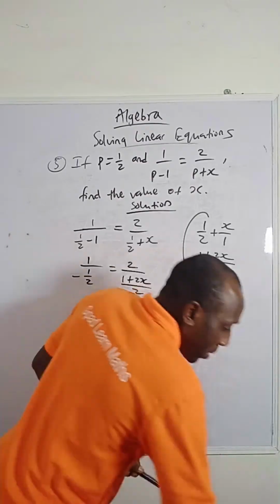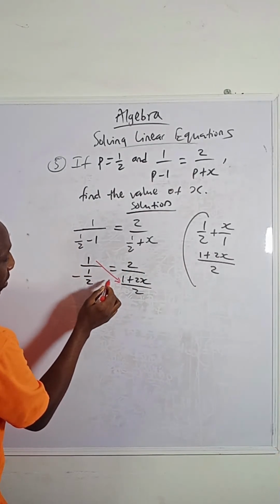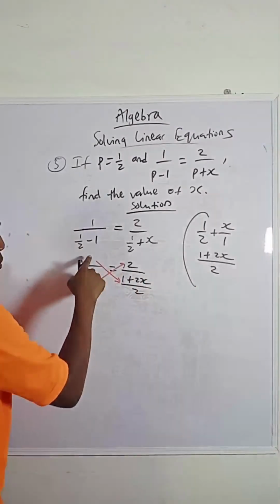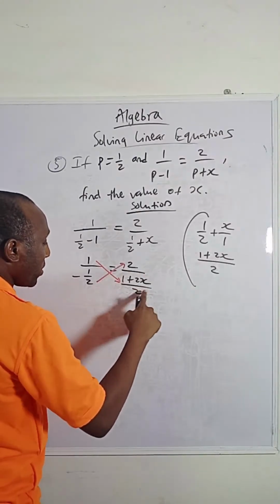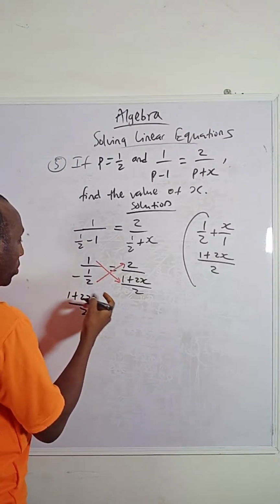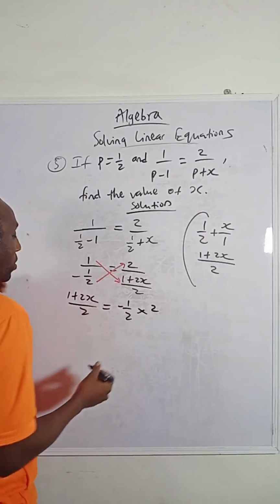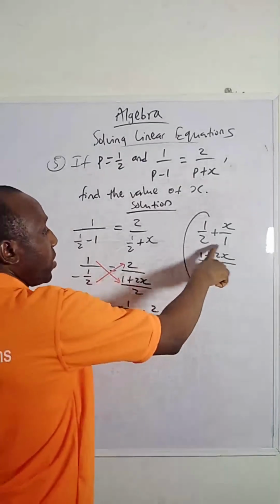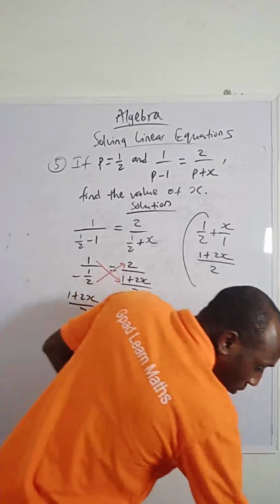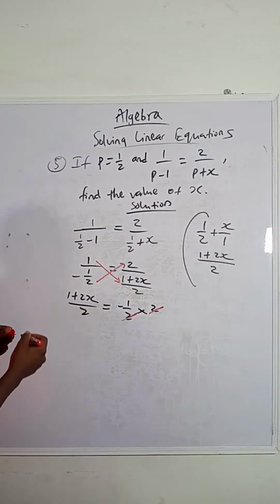And I want to do something. I'm going to cross multiply. So we do this, and then we do this. Beautiful. So 1 times all of this will still be the same thing as this. 1 plus 2x over 2 is equal to minus half times 2. Are you seeing that? Let me be sure of this. Okay, that's fine. 2 will cancel 2, right?